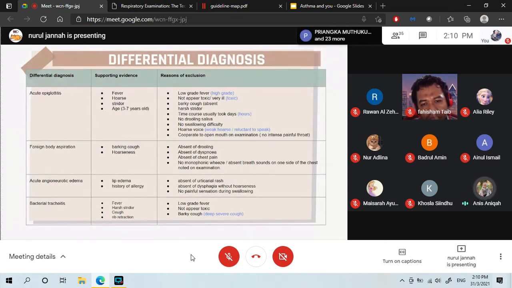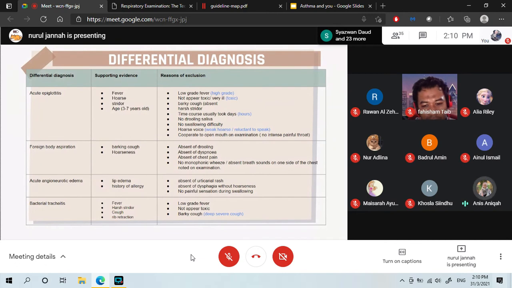And there is no drooling of saliva, no swallowing difficulty. And also this patient is still cooperative to open the mouth during examination, so there is no intense throat pain. And then the next one is foreign body aspiration.